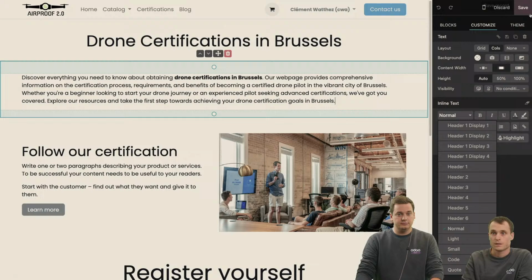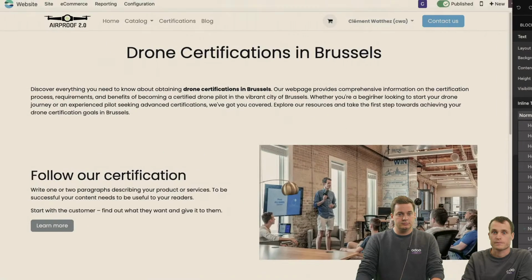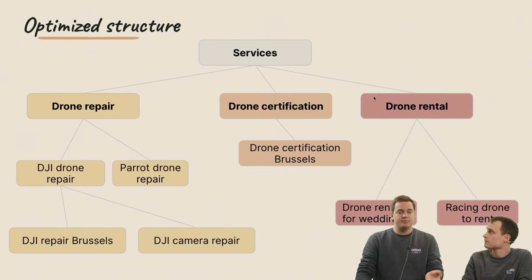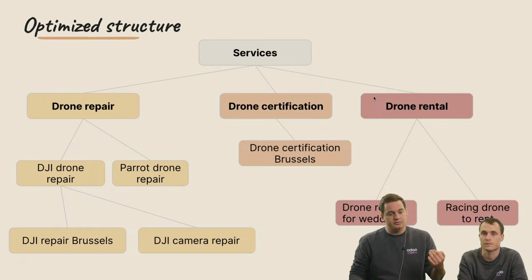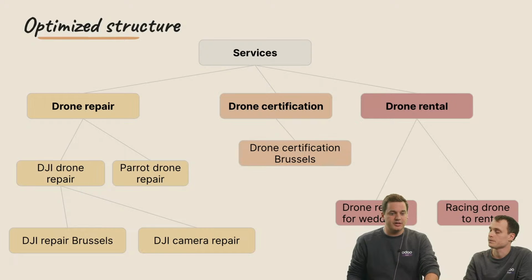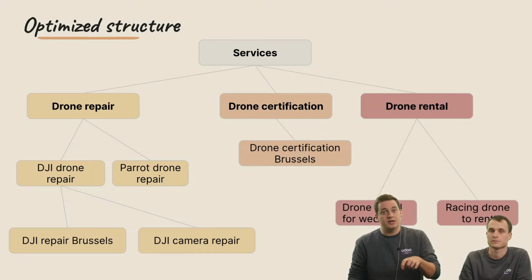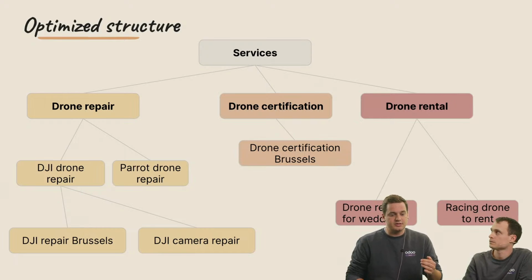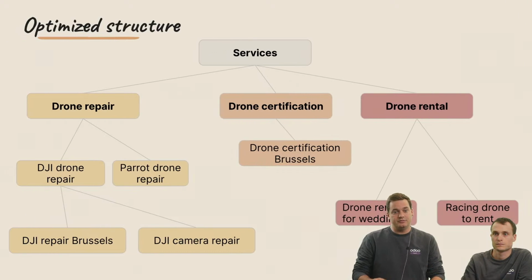Yes, exactly. Okay. So just to give an example, we try to position ourselves as drone certification, and then drone certification in Brussels. So that's why we try to reach two different queries on Google with two different pages, one page per search.